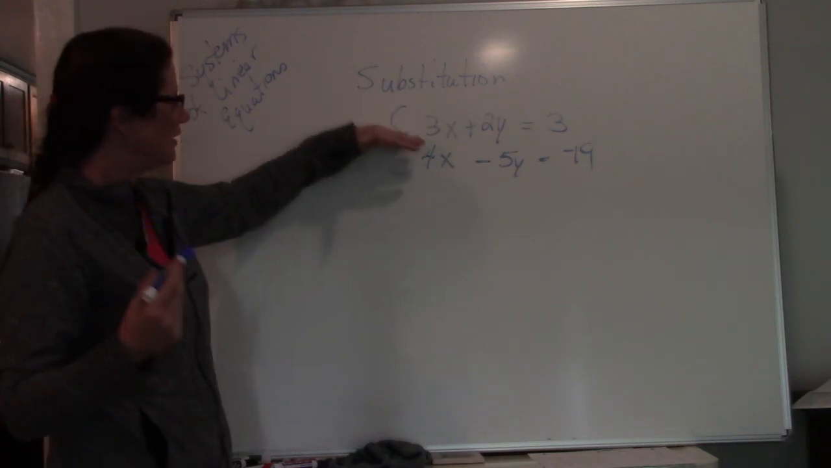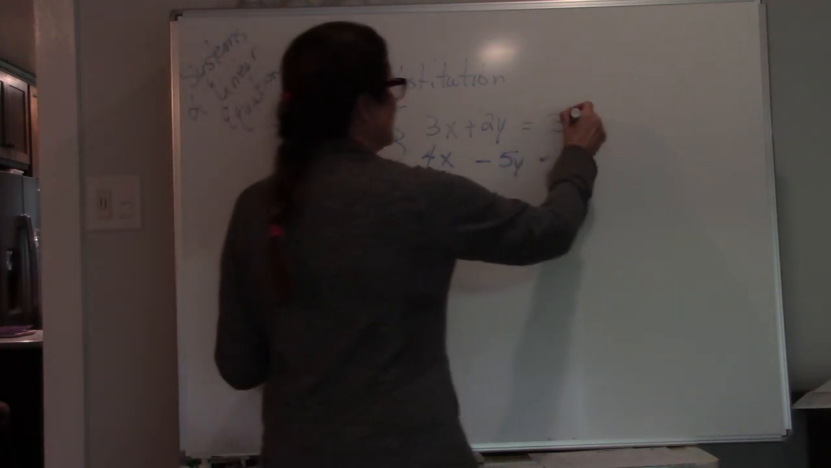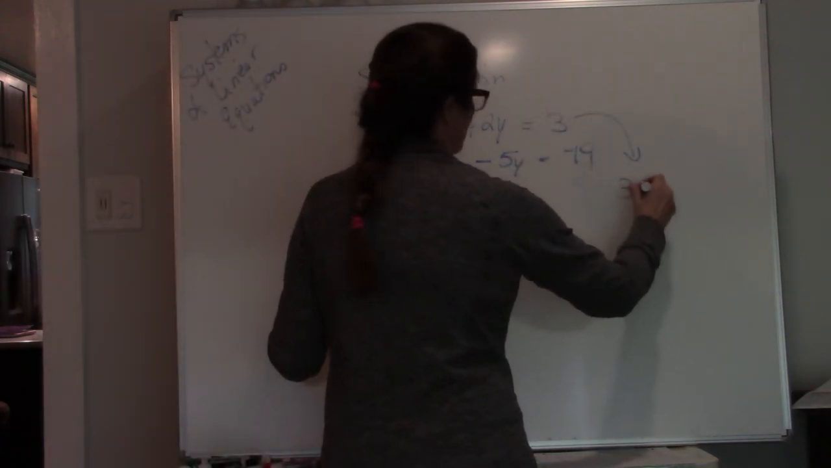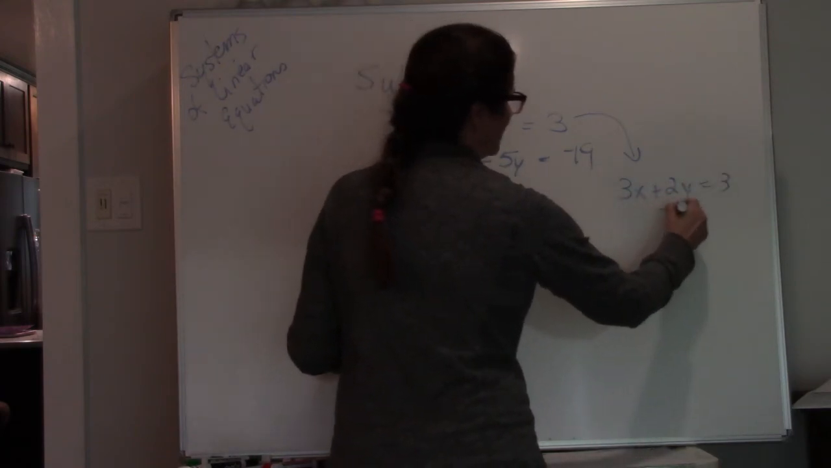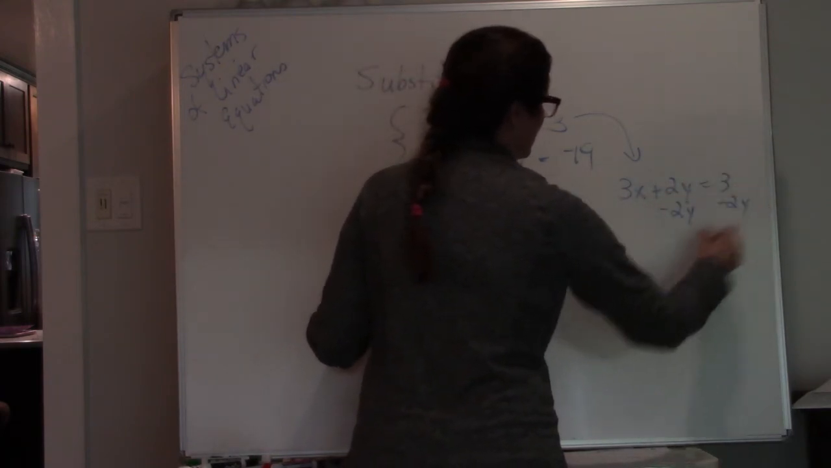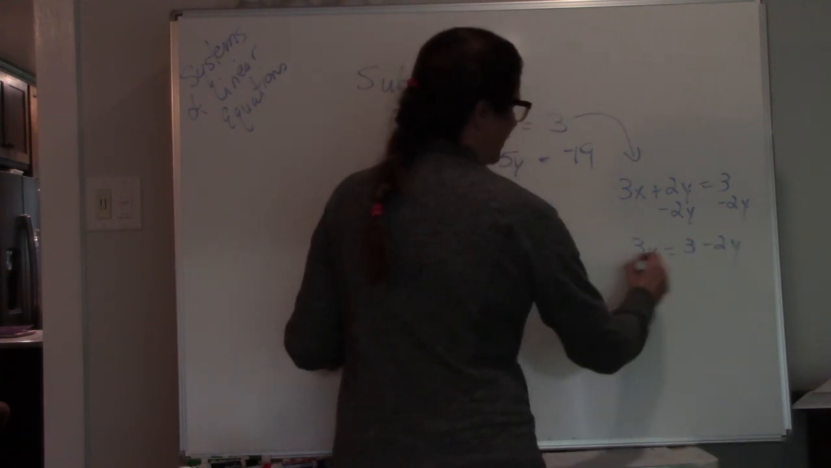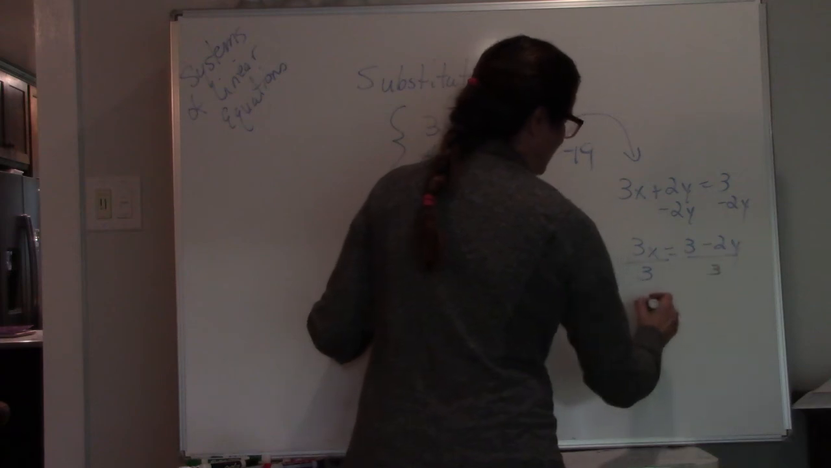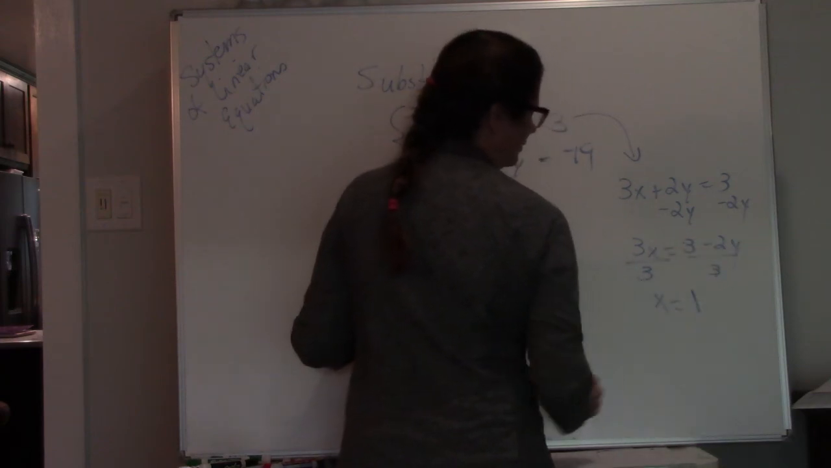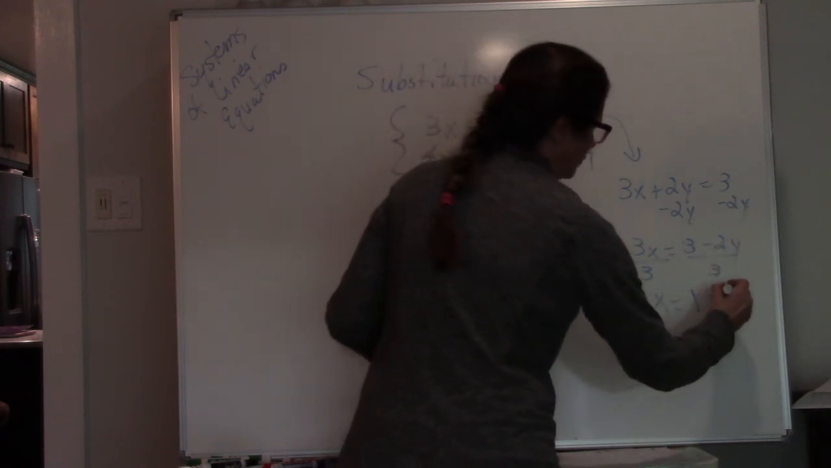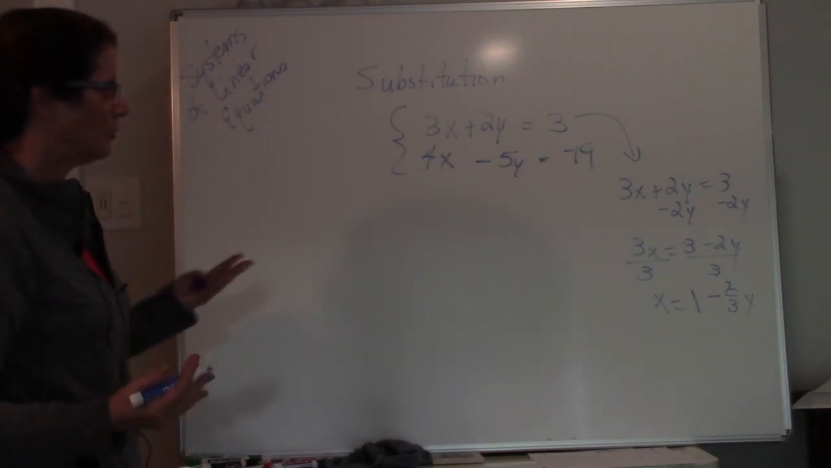So I'm just going to take this first one and solve for x in this case. Here's where my dance starts. I'm going to solve for x, so I need to get rid of my y. And then I divide both sides by 3. So I get x equals 3 divided by 3 is 1. -2 divided by 3 is a -2/3 y. Okay? So that's what my x value is.